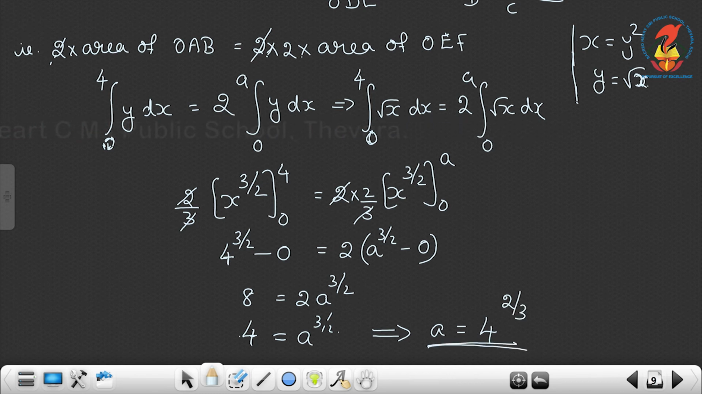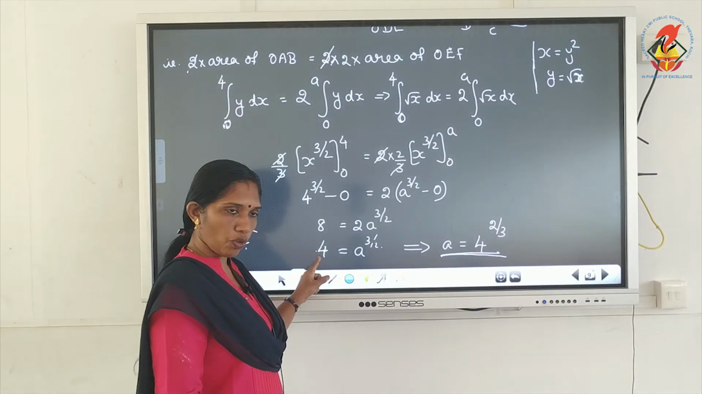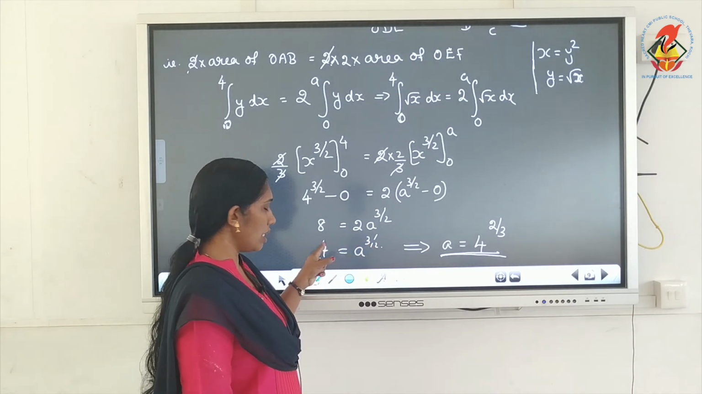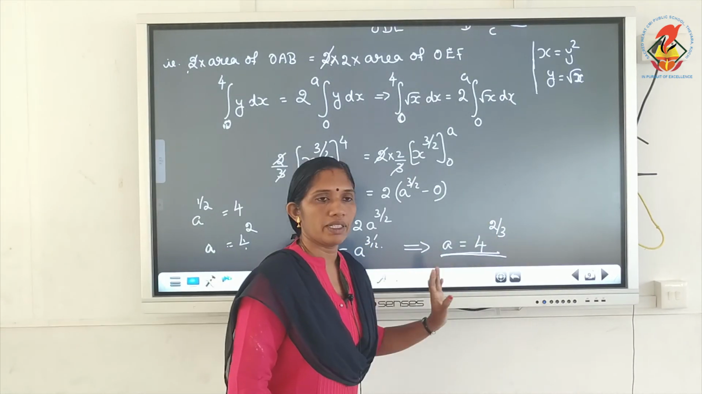Okay. Or if a raised to 1 by 2 is equal to 4, then what is a? To get a, we need squaring, so squaring the right hand side, 4 square. That is, for 1 by 2, just write the reciprocal. The same way, a raised to 3 by 2 is 4. So for a, this 3 by 2, its reciprocal will be 2 by 3.